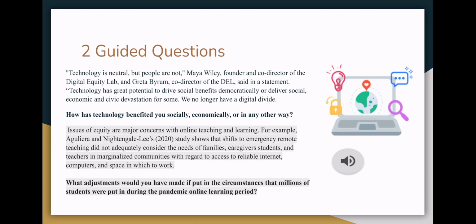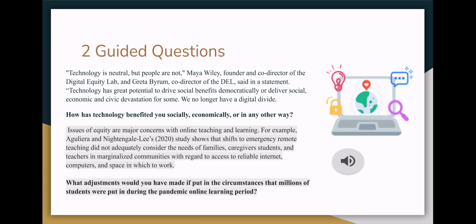They both said that technology has great potential to drive social benefits democratically or deliver social, economic, and civic devastation for some. We no longer have a digital divide. That's just something to think over real quick. Now, my question about that quote is, how has technology benefited you socially, economically, or in any other way? Just something to think about, because you might have had benefits compared to somebody else that maybe lacked the benefits, or had more benefits than you when it came to technology and education.